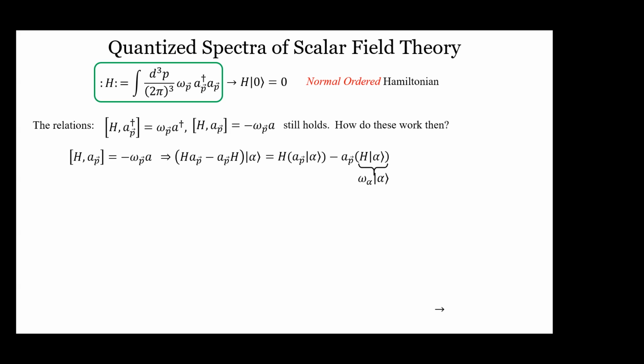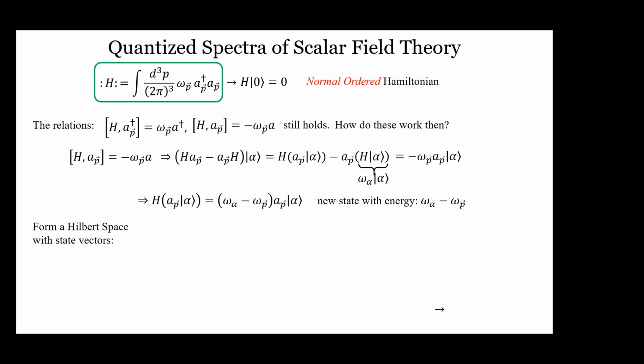Omega alpha are the energy eigenvalues, and alpha is the energy eigenstate. Now, what you end up with is this result right here, minus omega P A, right? Now we do some algebra again. We do some rearrangements. We want to know what this term is, H A alpha. You rearrange it, you get omega alpha minus omega P, times A acting on alpha. So this is a new state with energy omega alpha minus omega P.